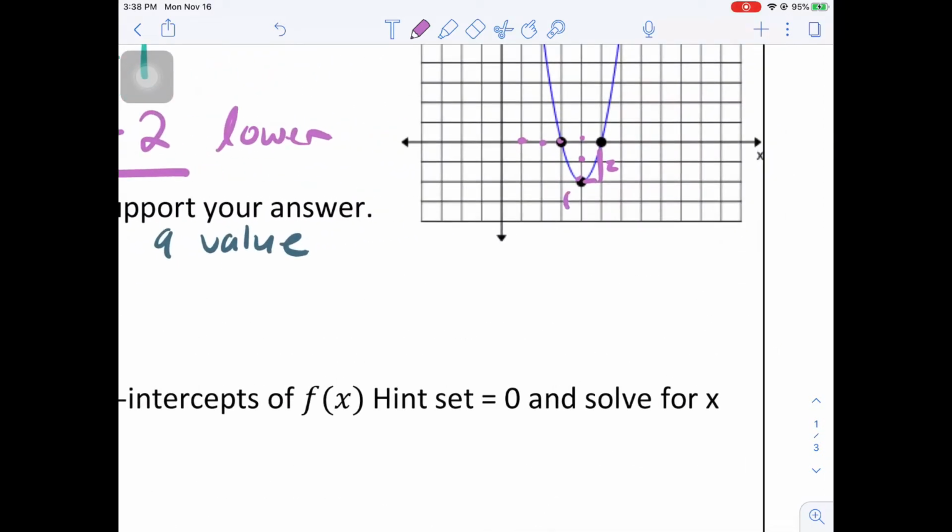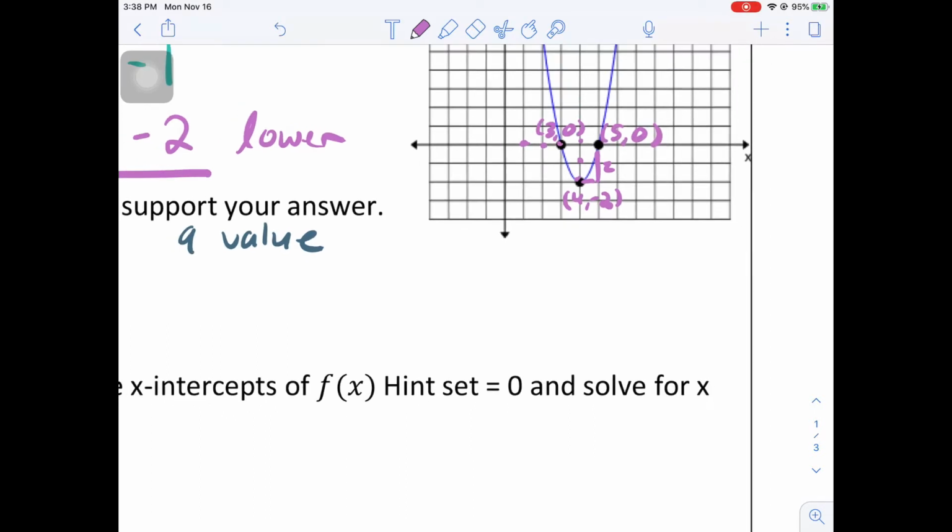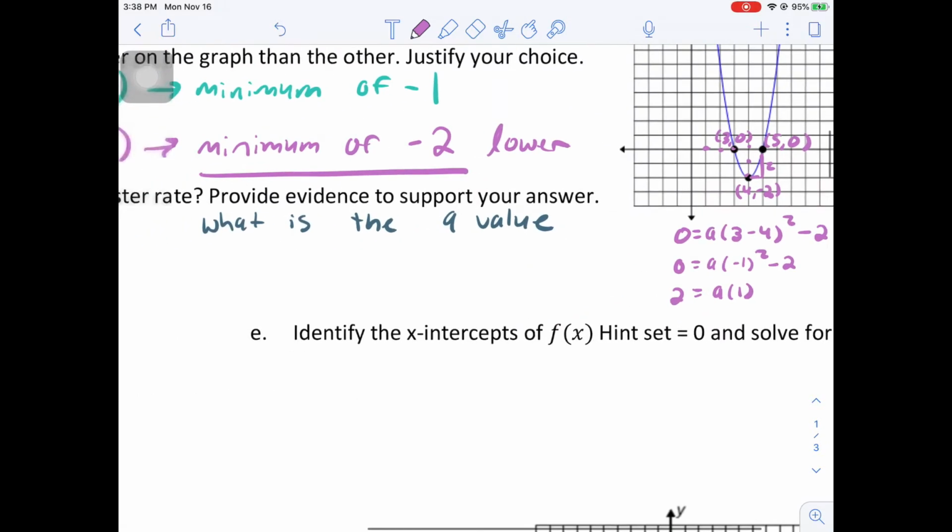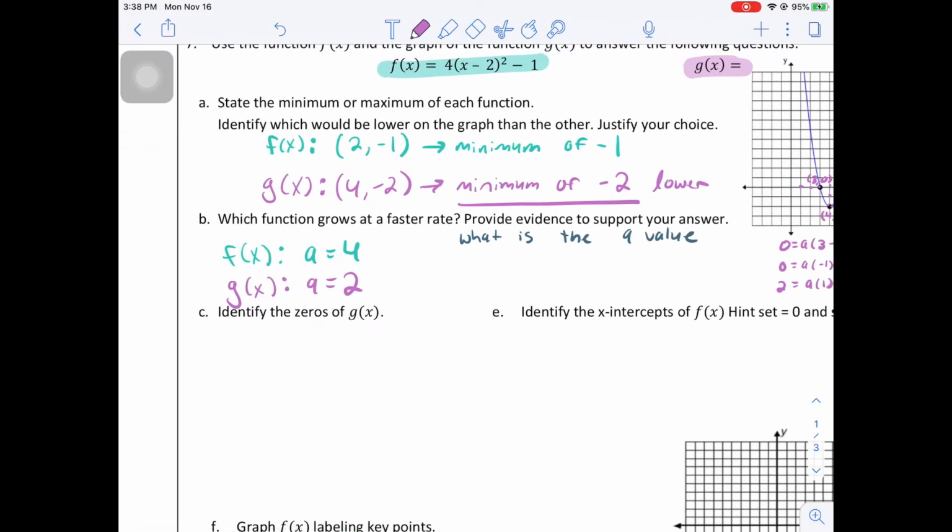Okay, if we're not good at graphing, let's write an equation for g of x. So we have this point, which is positive 4, negative 2. We also have intercepts here and here, which is (3, 0) and (5, 0). Now we can write an equation in vertex form. So let's go with (3, 0). So 0 equals a times (3 minus 4) squared, plus negative 2. So that's 0 is equal to a times negative 1 squared minus 2. So we add 2. You get 2 is equal to a times 1. So a is 2. All right, so which is growing at a faster rate?